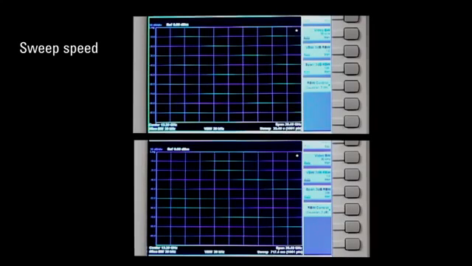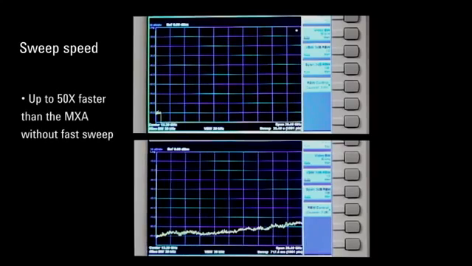Now I'm going to push single sweep on both instruments at the same time. The instrument with the sweep speed improvements will finish through the entire 26.5 GHz span before the other instrument is even past the first division. In this particular setup, we're about 50 times faster with the sweep speed improvements.